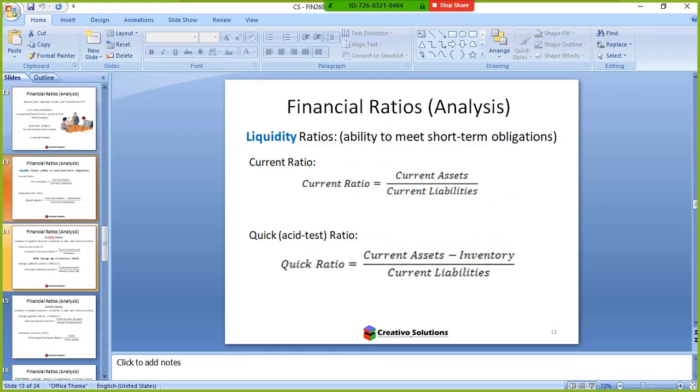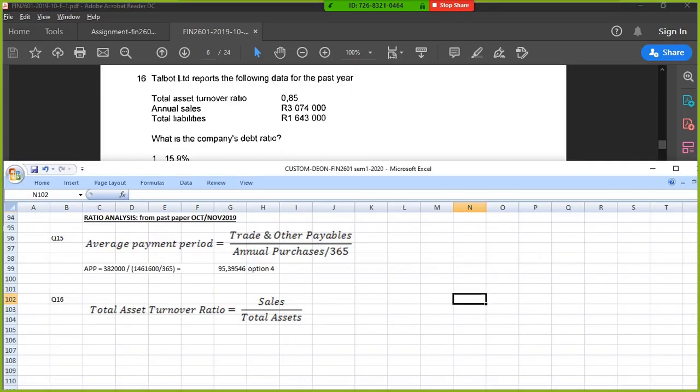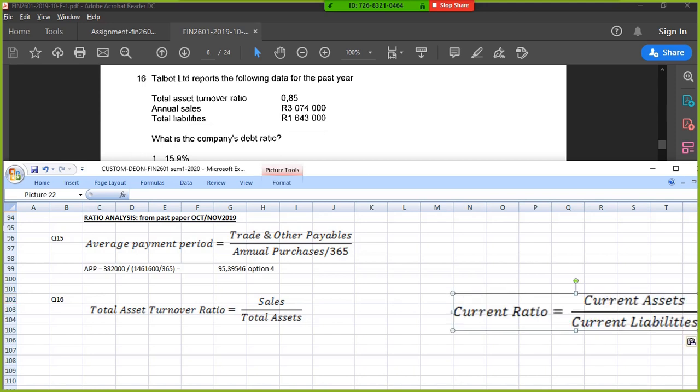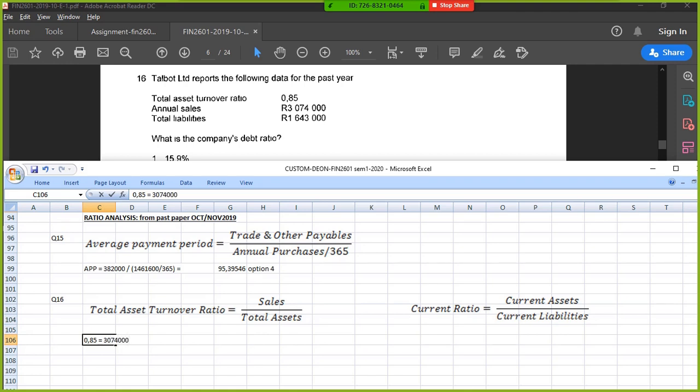So you've got your sales over total assets. There's total liabilities. Exam technique is important. First thing to do, look for formulas. I've looked for formulas. I've got 2. I write them down. Now I go back to the question. I read the question again and I substitute things that I know. Total asset turnover, 0.85. Sales, 3074, divided by total assets, I don't know.